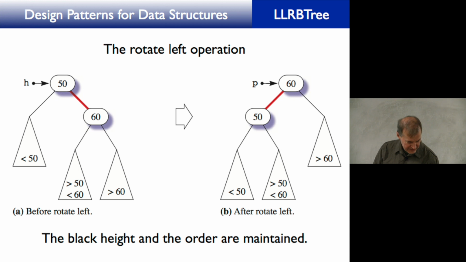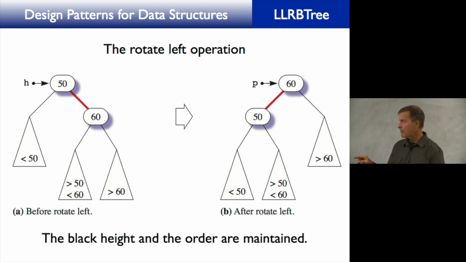I think at the end of what we did last time is we looked at 3 operations. On this figure, we looked at the rotate left operation, and we went through a little code walkthrough of how that's implemented. And the key point about the rotate left operation is that the black height of the tree and the order of the tree are maintained.